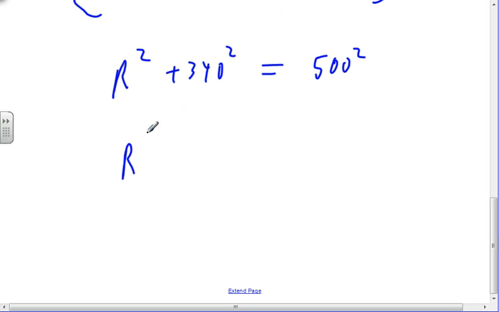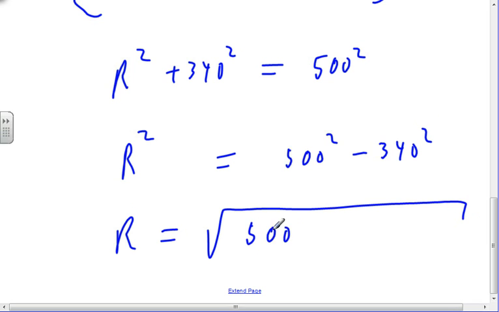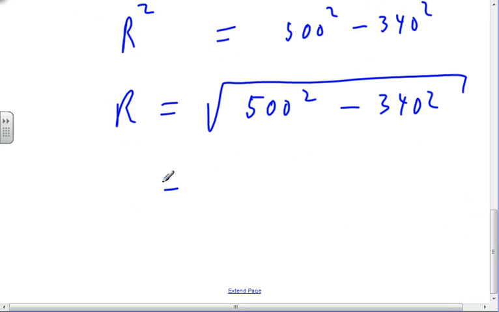Okay, so r squared becomes 500 squared minus 340 squared. R becomes the square root of 500 squared minus 340 squared. Notice that it could be plus or minus, right? But we're not going to have any negative resistances yet, not until chapter 22 or 23. So 500 squared minus 340 squared equals, square root. So the resistance is going to be 366 ohms.